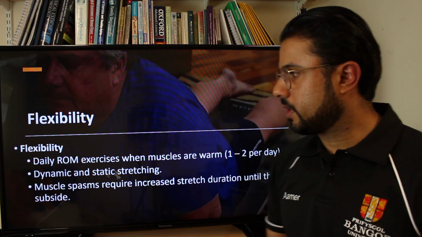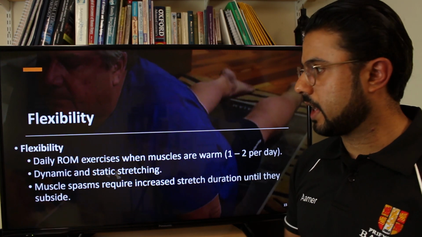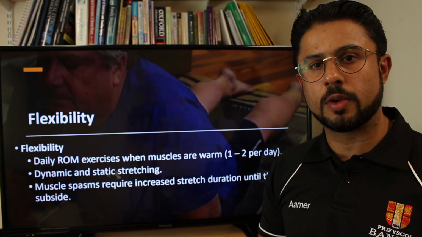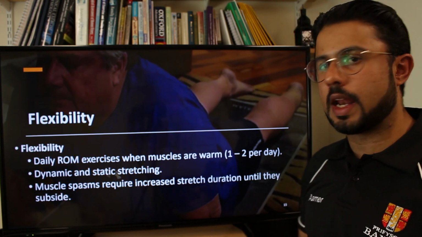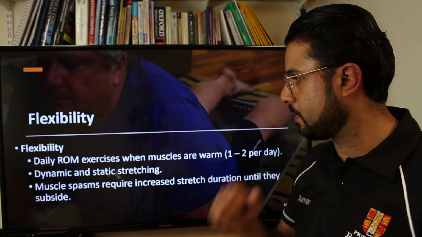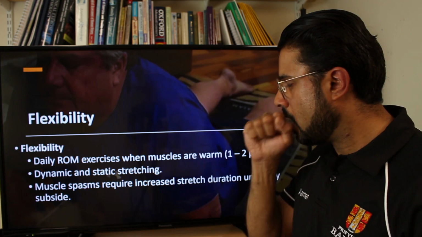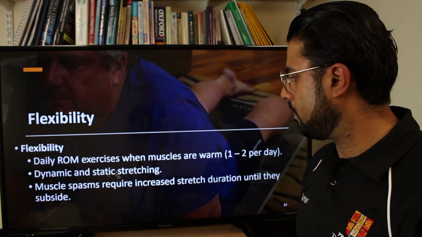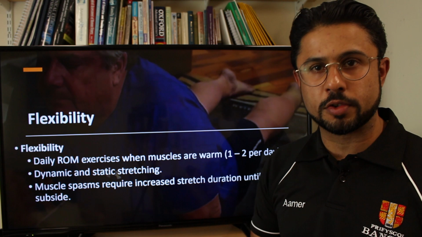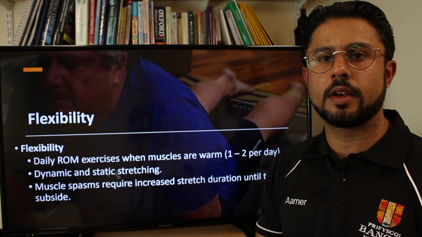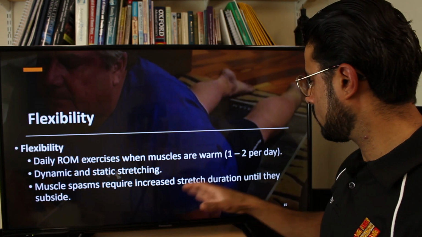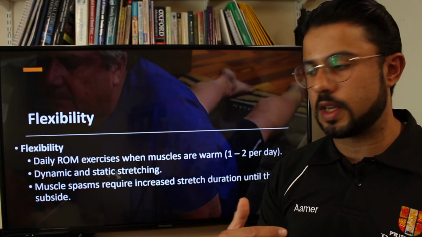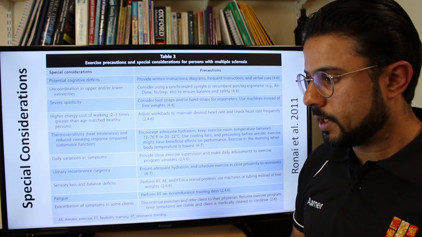As always, flexibility is extremely important. Try to get the patients into a habit of range of motion exercises when their muscles are warm. So you can do some dynamic stretching, like arm rotations, for example, and also some static stretching as well. Now, if you have patients that have muscle spasms, and this is very common in MS patients, then you might need to increase the duration of the stretch until that spasm subsides. So that's something just to keep in mind.